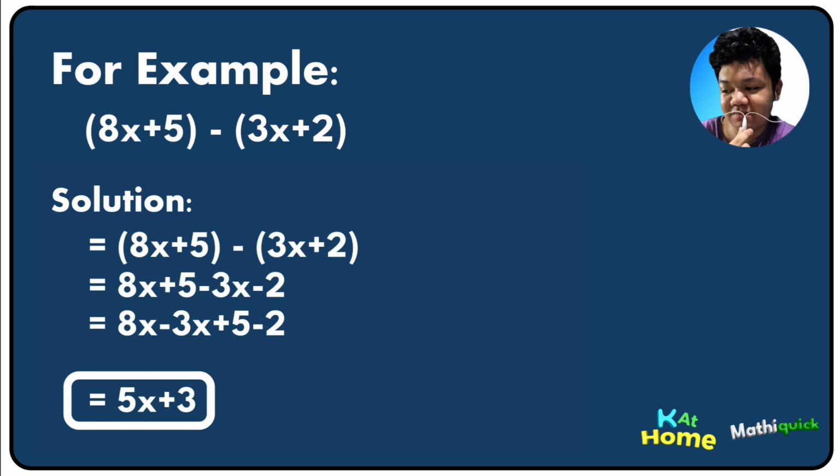Arranging them into their like terms will be 8x minus 3x plus 5 minus 2. Simplifying this will become 5x plus 3. That is the answer for this problem.